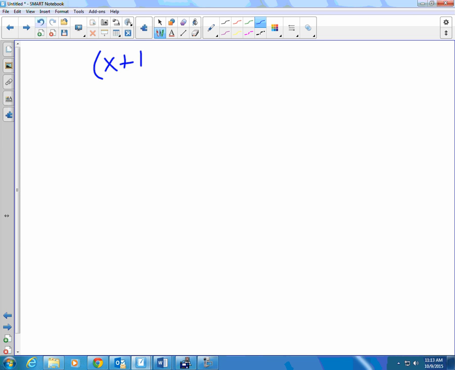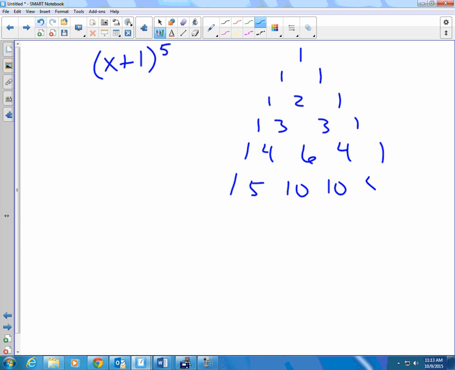Let's say I want to take x plus 1 to the fifth power. And you'd be like, do you want to multiply that out 5 times? I don't. I want to go like this. I don't remember it. I generate it every time. I put a 1 on the ends, and I add the 2 to create the middle. 1 plus 2 is 3. 2 plus 1 is 3. 1 plus 3 is 4. 3 plus 3 is 6. 3 plus 1 is 4. 1 plus 4 is 5. 4 plus 6 is 10. See?